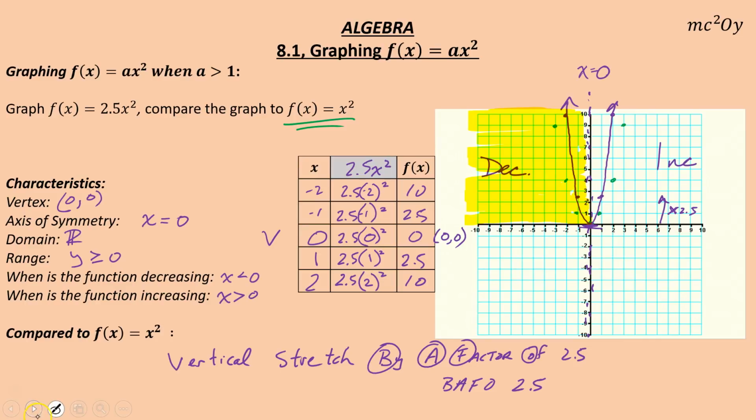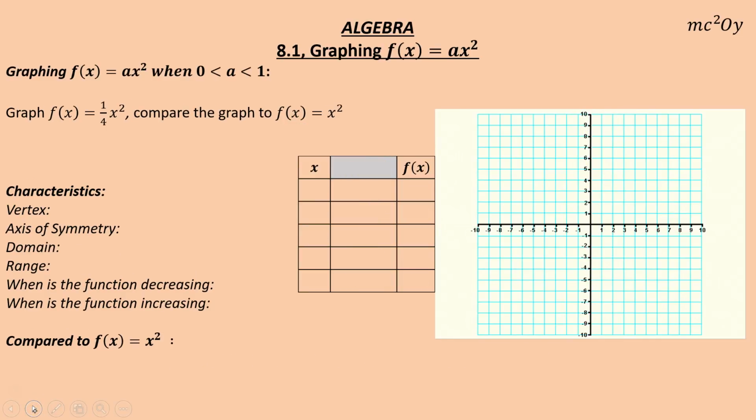All right. Well, we did when a was greater than 1. Let's do when a is between 1 and 0. So it's less than 1, but greater than 0. We know what happens when it's negative. It flips it upside down. So if we put our parent function back on there, okay, so our x squared, once again, we have 0, 0, 1, 1, 2, 4, 3, 9.